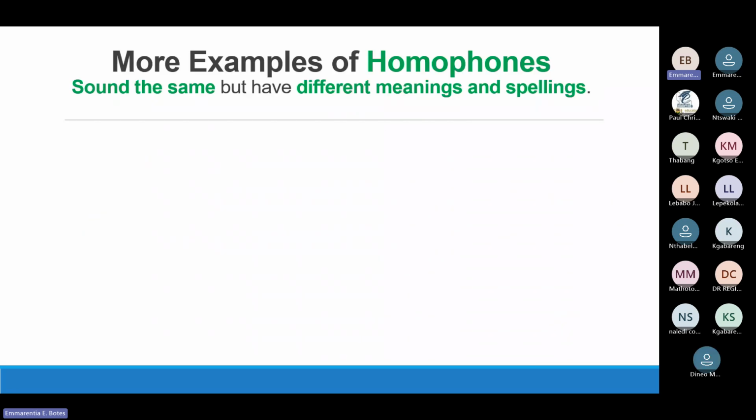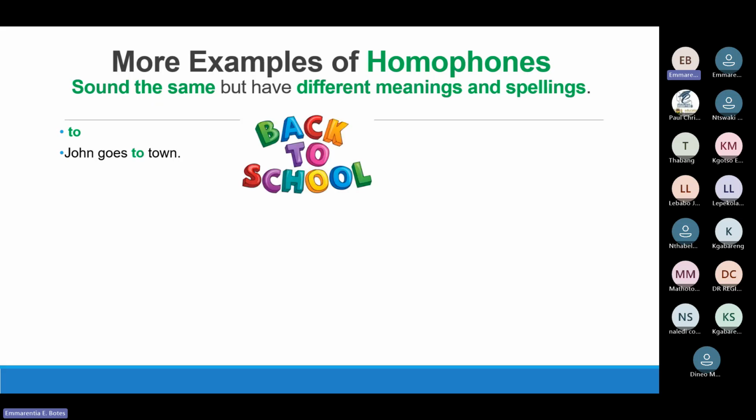So let's look at more examples of homophones. This one, a lot of us struggle with, because it's "to". We never know exactly when to use it. So I'm hoping to make it a bit easier for you to understand. If we take this one with a one-O, "John goes to town, back to school." You see, it's got one O. It's a short word. For example, "I sit next to the phone."